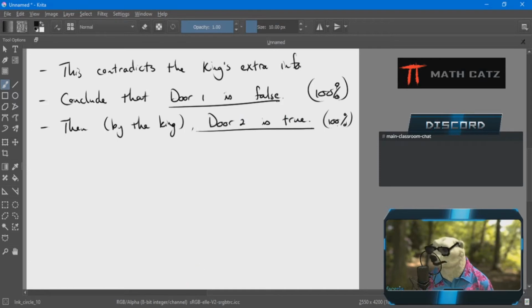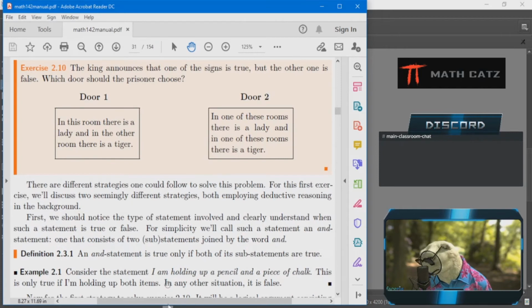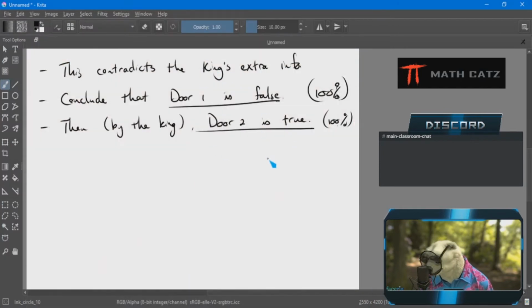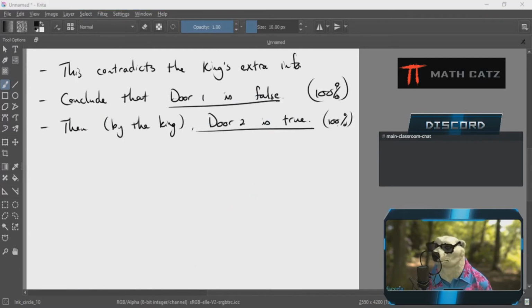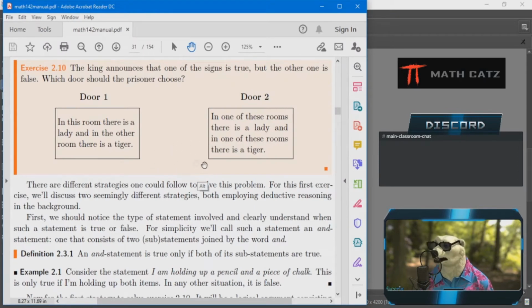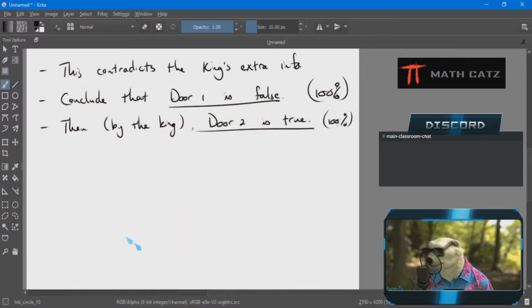Now let's just think about this. It's a little confusing for some. I have to be very aware of what the doors are saying, and what I know so far. Door one statement is false. Door two statement is true. They say very similar things, but they don't. So door two is true. Somewhere there's a lady, somewhere there's a tiger. However, it's not the case that door one has the lady and door two has the tiger, because door one is false. Therefore, it has to be the other way around.